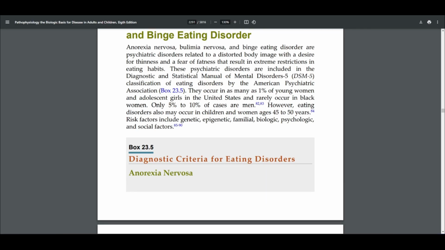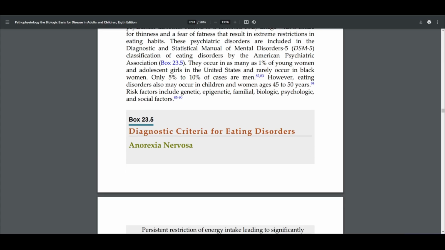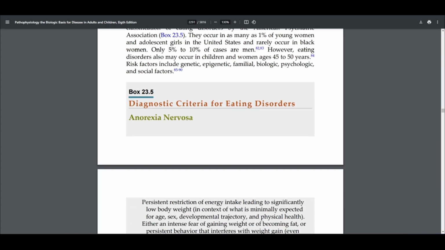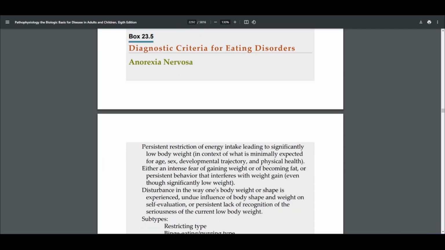They occur in as many as 1% of young women and adolescent girls in the US and rarely occur in black women. Only 5 to 10% of cases are in men. However, eating disorders also may occur in children and women ages 45 to 50. Risk factors include genetic, epigenetic, familial, biologic, psychologic, and social factors.